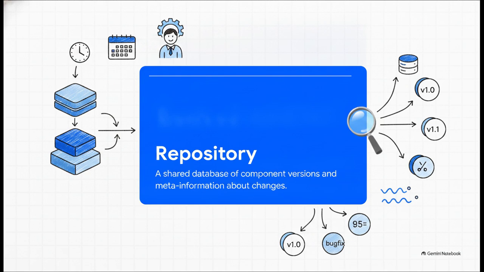Our third essential term is repository. The repository is essentially the central source of truth for the entire development team. It is a shared database that stores all the different versions of software components, as well as the meta-information. And by meta-information, I just mean the data about the changes made to those components, like exactly who made the change, when they made it, and why.